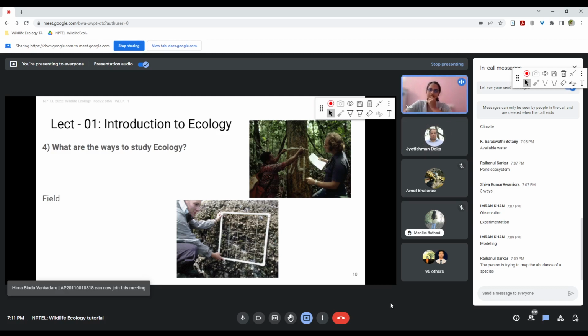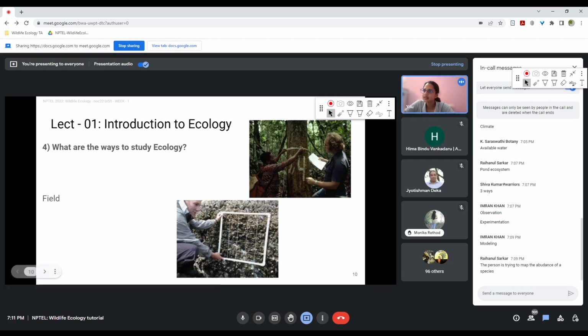Right, correct. So yes, this is a way of measuring vegetation. And yes, as you correctly mentioned, this is the diameter at breast height, which is at a certain distance from the ground. And you can also estimate biomass in this way, as well as the different species of trees in a particular area. Yes, I think, does someone have a doubt?